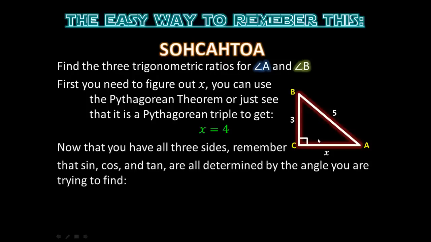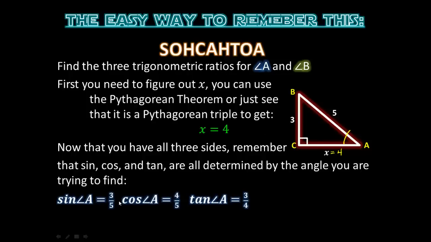Now that we have all 3 sides, just need to remember that sine, cosine, and tangent are all determined by the angle we're trying to find. So, in this case, if we have angle A, let's start with sine. Sine is opposite, which is 3, over hypotenuse, which is 5. So we get 3 over 5. If we do cosine, we have adjacent, which we said x equals 4, over hypotenuse, which is 5. And finally, tangent would be opposite, which is 3, over adjacent, which is 4.